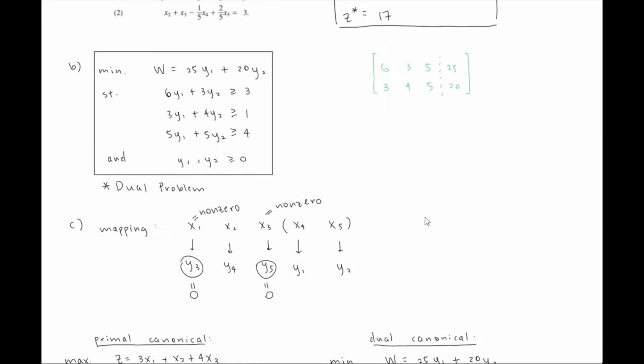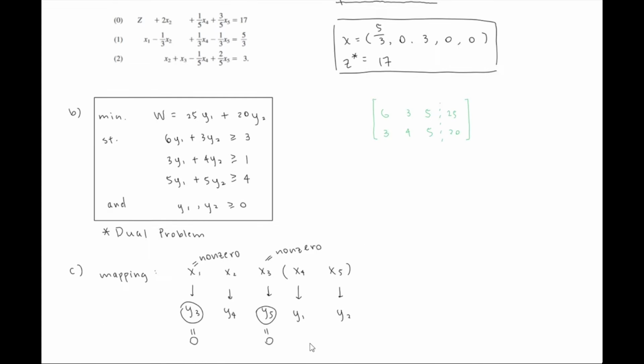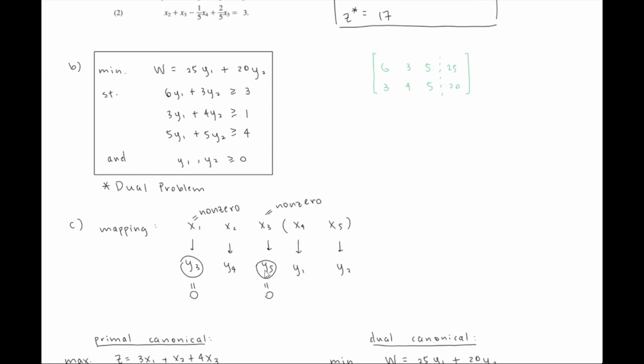Now, from complementary slackness, after mapping this, we know that any non-zero primal variables will map to 0 value dual variables, which is why from x1 and x3 being equal to 5/3 and 3, respectively, we know that y3 and y5 are actually both equal to 0.